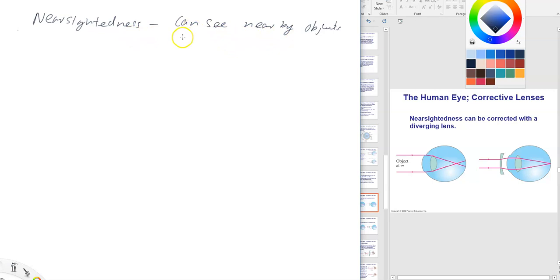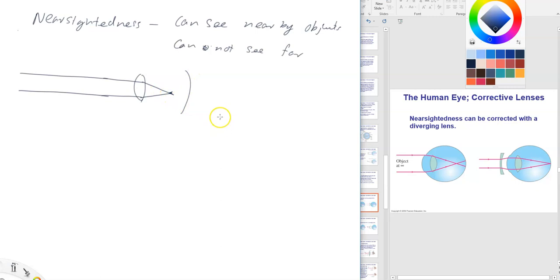Nearsightedness can see nearby objects, so cannot see far away objects. Far away means light coming from infinity, parallel light. So here's the lens. Bends them too much, too short. Retina is over here, but it bends and focuses over here. So what do we need to do? How do we decrease this bending? If you think about it, you have a lens, light coming in, it bends like this. So you want to reduce this bending.